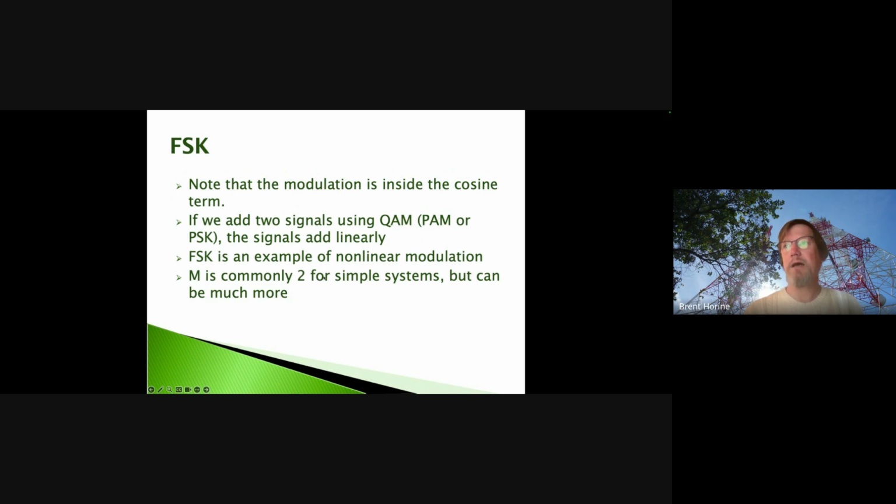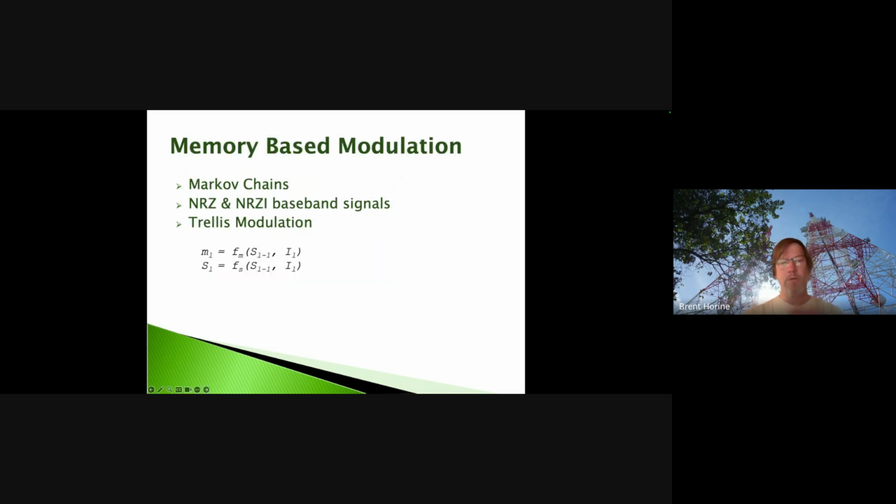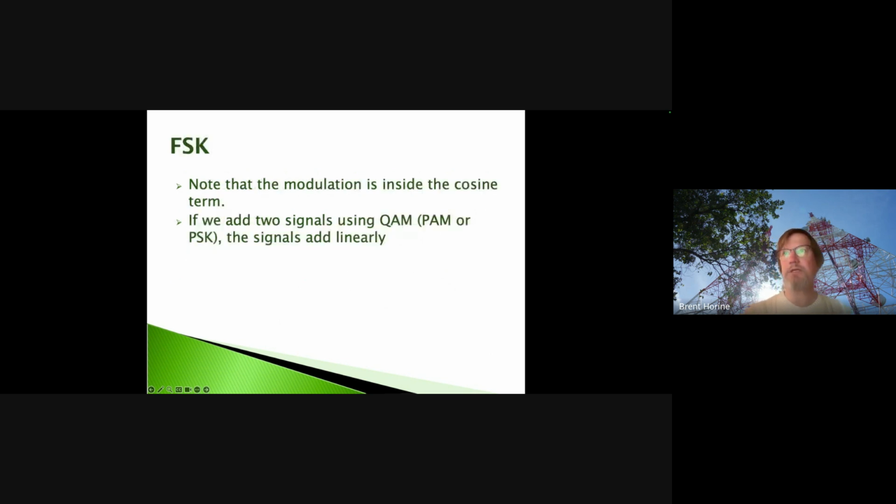M is commonly 2 for simple systems. So we're just doing 1 bit per 1 symbol. So we have 2 different frequencies that we're using, but it can be much more, right? So maybe in the older days, you would see FSK used in some Internet of Things type applications, industrial communications type applications, that type of thing. All right, so that's frequency shift keying modulation.